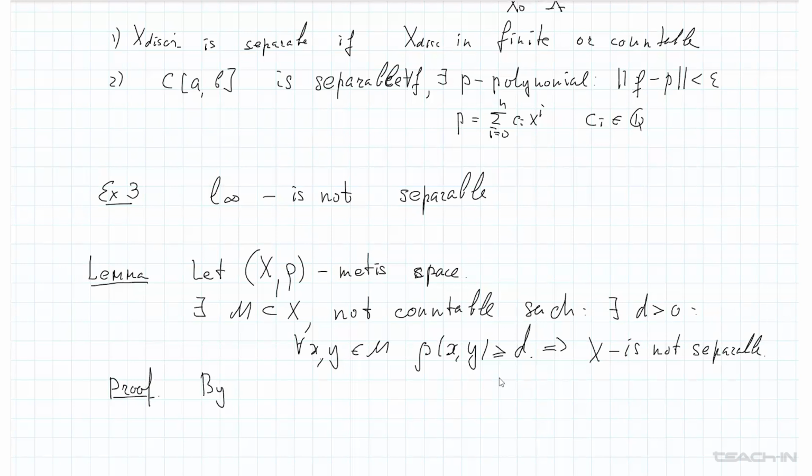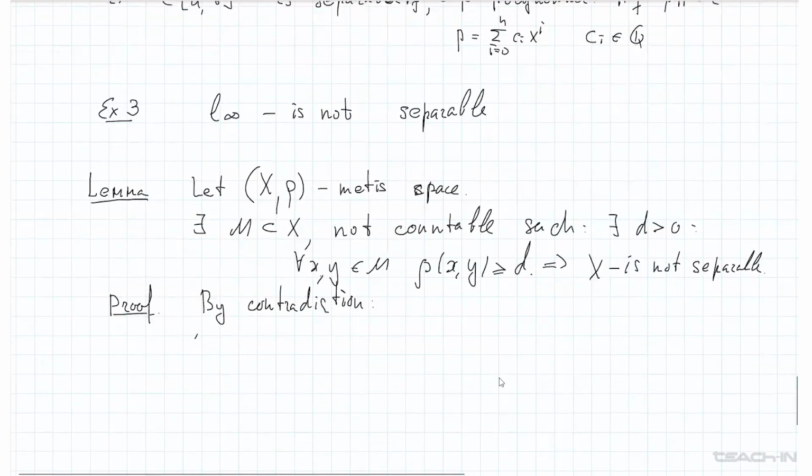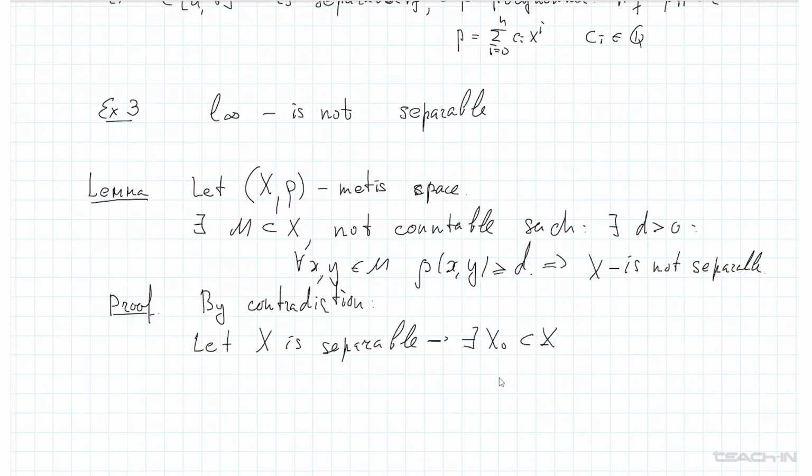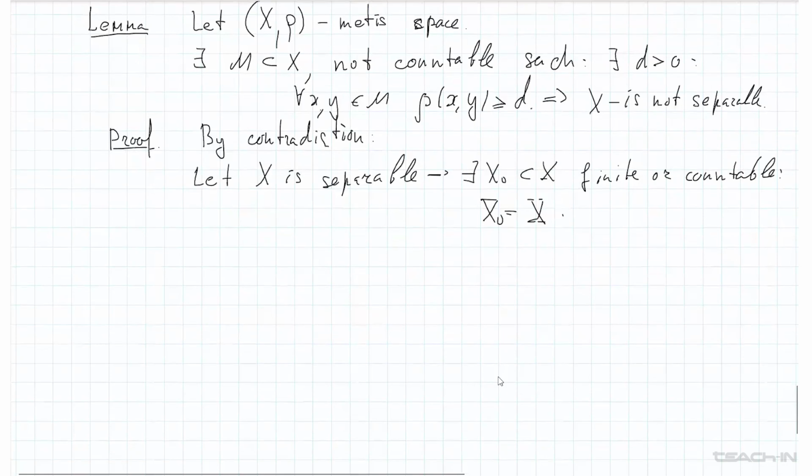By contradiction. Let X be separable. Then there exists X0, finite or countable, such that the closure of X0 gives us X. But I claim that this is equivalent to the following property.